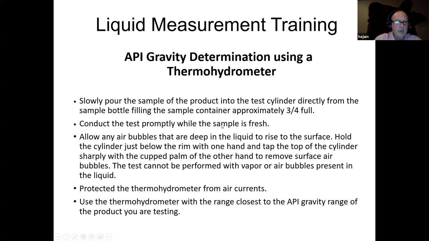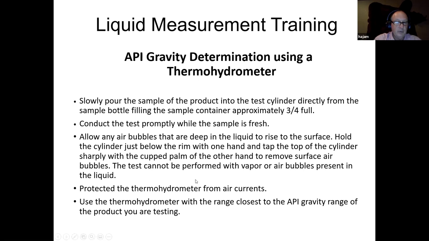Once you get that sample poured into your test cylinder, you want to allow it to rest and get all the air bubbles out of it. You want to make sure that it becomes stable and is not changing level or height. You want to take that reading as quickly as possible, because the longer you let it sit, the temperature is changing based on the ambient temperature. For example, your sample could be at 60 and the room could be at 80 degrees, so it almost immediately starts affecting your sample. And the test cannot be run if there are any bubbles in the liquid in that test cylinder.